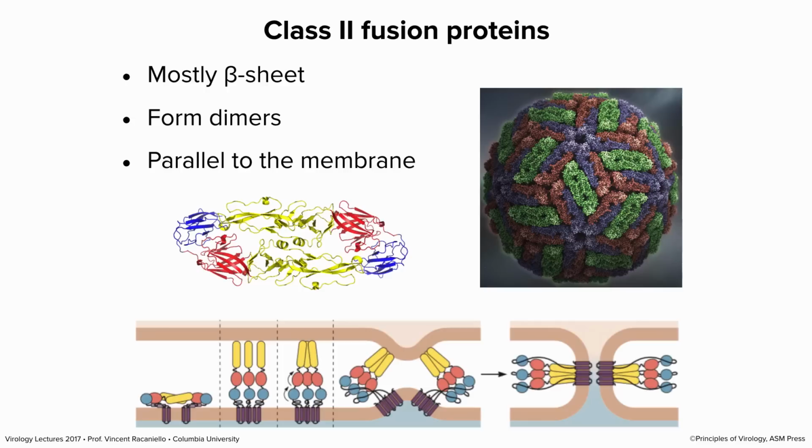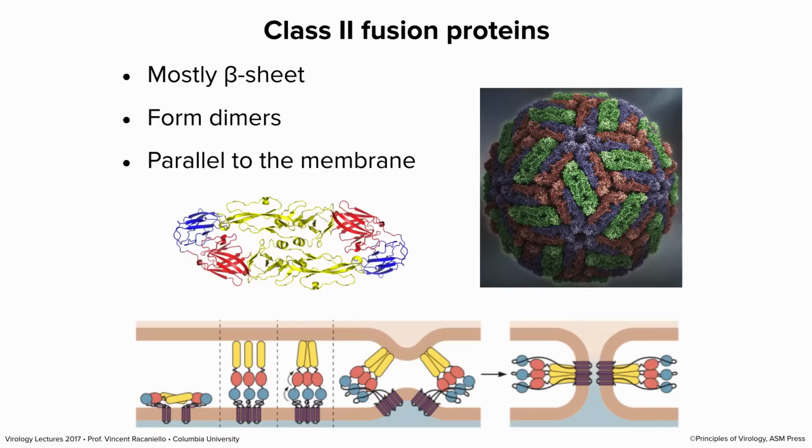So on the bottom is the series of events leading to fusion. These viruses bind cell surface receptors. They're taken up in the endocytic pathway as the endosomes acidify. These proteins reorient. They stick up. Now, guess what's at the tip of these yellow domains?